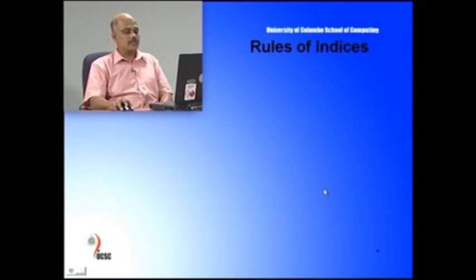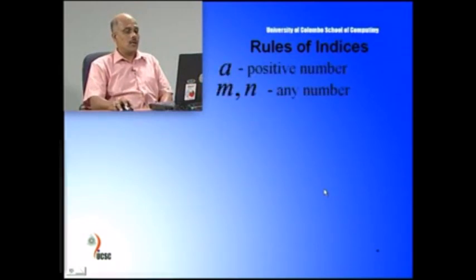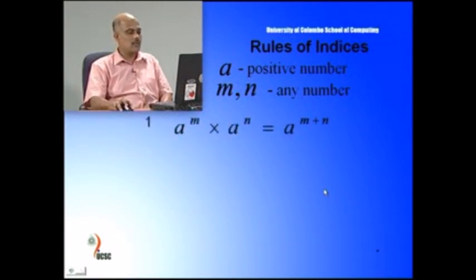To manipulate a term like this, there are a few rules. Let a be a positive number and m, n be any numbers. The first rule of the indices can be written as a to the power m times a to the power n equals a to the power m plus n, where when we multiply two terms like this, we just add up the indices. In dividing indices, we just subtract the indices.